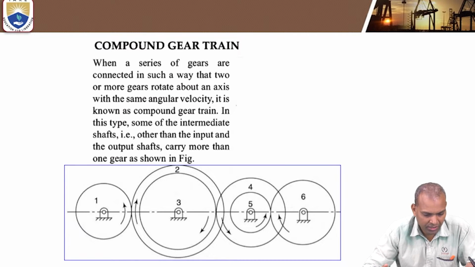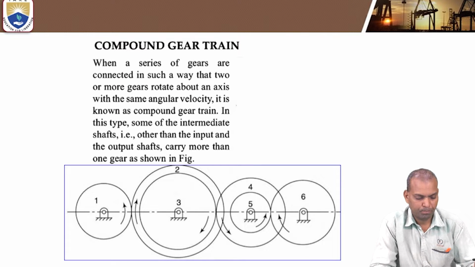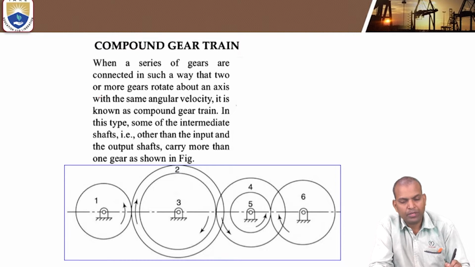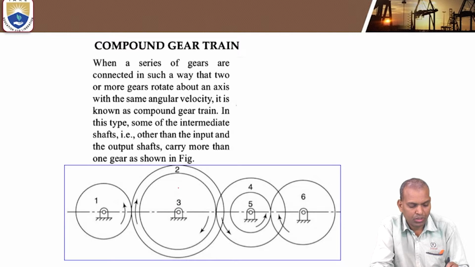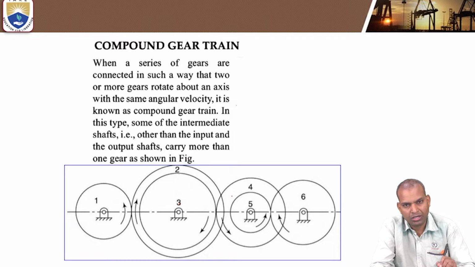Coming to the second type of gear train, that is the compound gear train. What is a compound gear train? In a compound gear train, more than one gear is fixed on the same shaft. Gears 2 and 3 are on the same shaft. That's why it is called a compound gear train. Gear 2 and gear 3, and gear 4 and gear 5, are mounted on the same shaft. 2 and 3 are mounted on one shaft, 4 and 5 on another shaft, and gear 1 and gear 6 are on separate shafts.